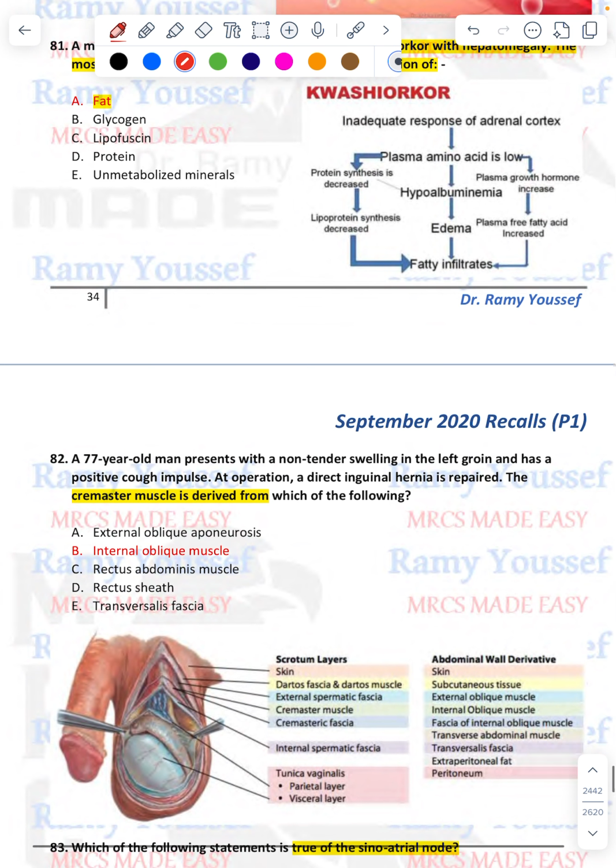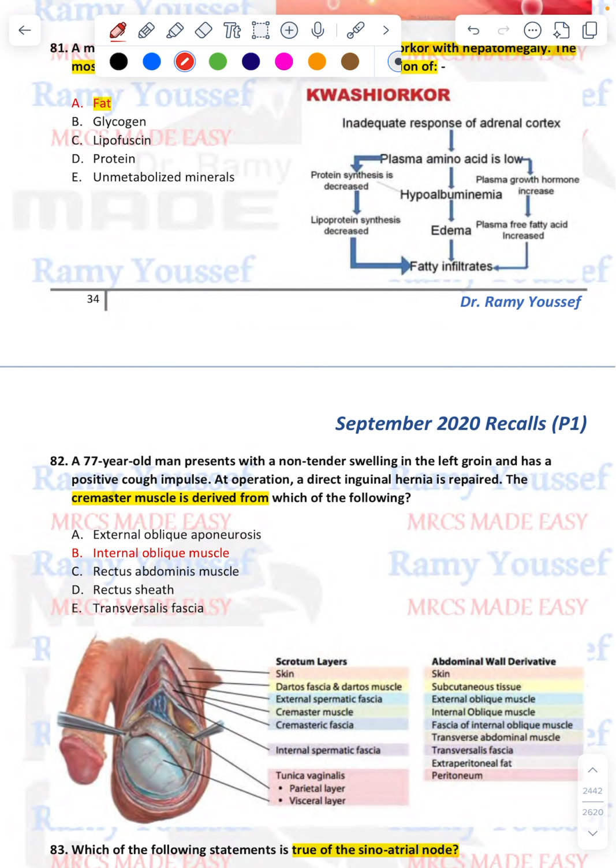Which of the following statements are true for the sinoatrial node? It is the pacemaker, it has its own blood supply, and nerve supply from the vagus nerve.